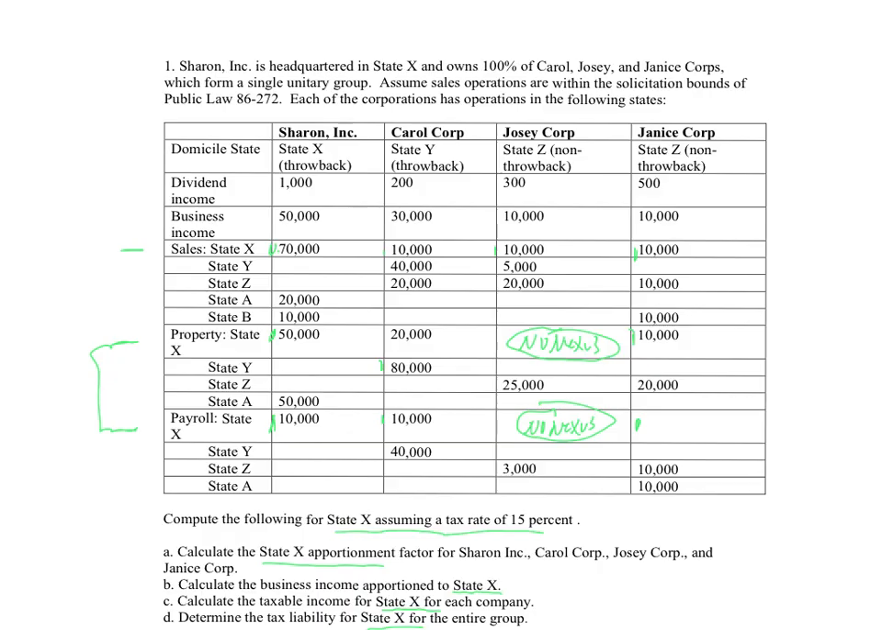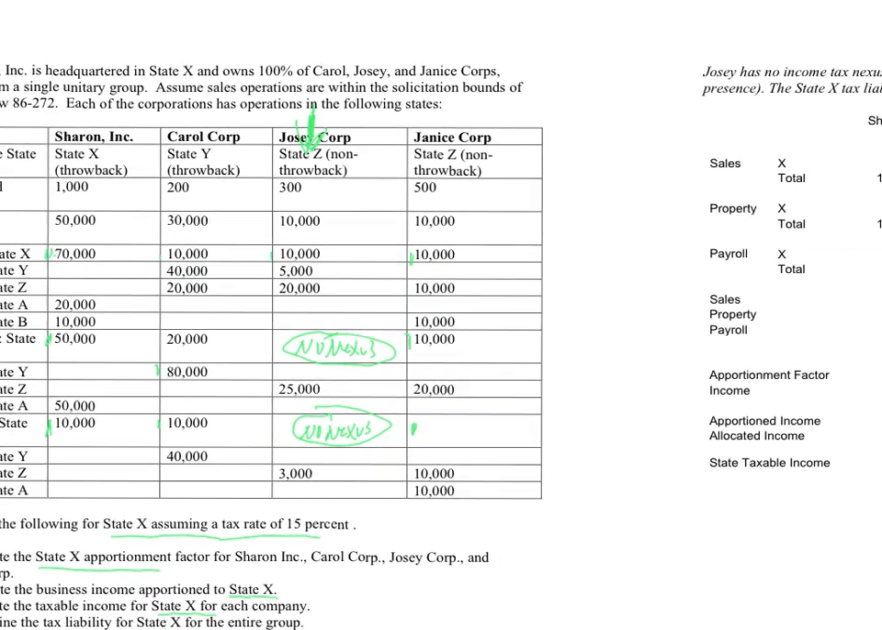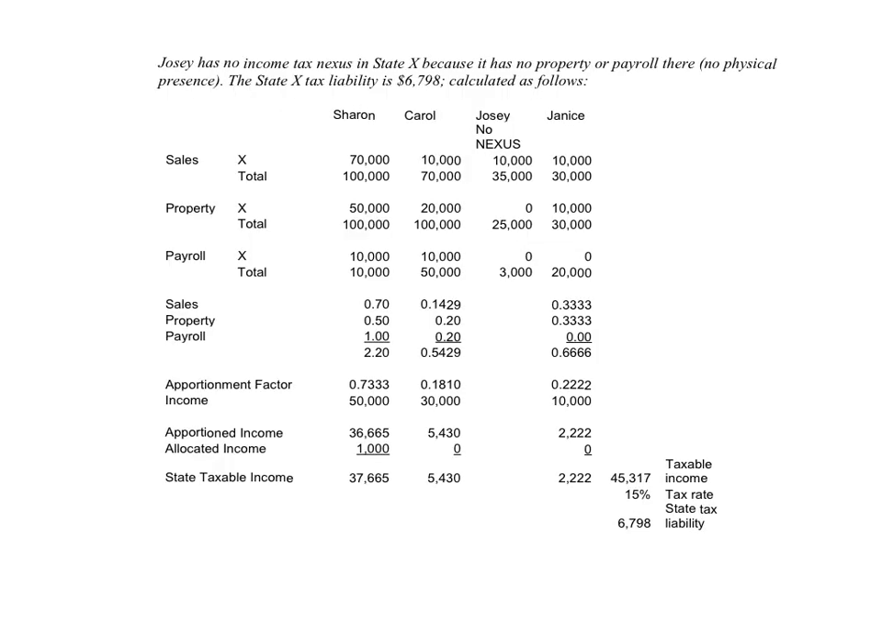So what do we know? Well, if we're on Sesame Street, which one of these things is not like the other? Josie is not like the others because Josie has no nexus. That's important to recognize: in state X, Josie has no nexus. That's important to recognize as we move on. So let's move over to my chart here.